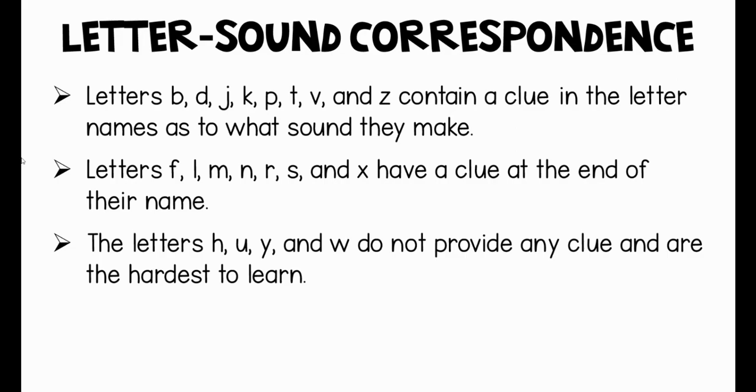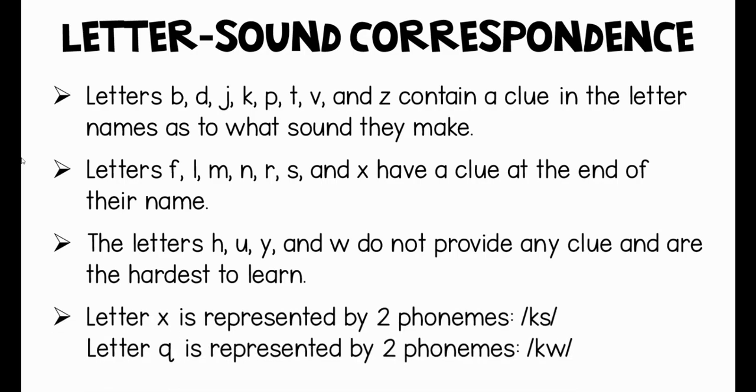And before I move on, I do want to point out that the letter X and the letter Q are not phonemes. Both of these letters are represented by two sounds. The letter X says X, X. It is represented by the phoneme K and S together. And the letter Q says Qu, Qu. It is represented by the letter K and W.